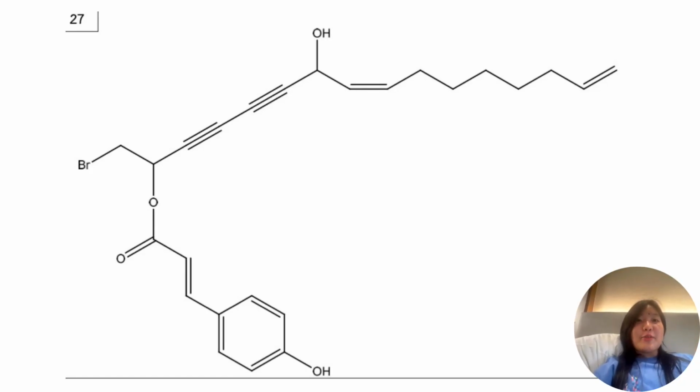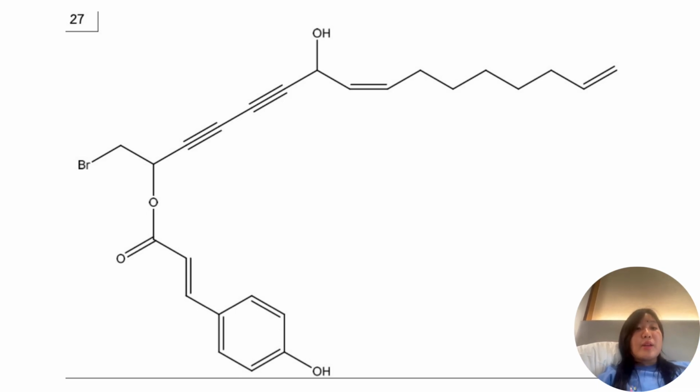Hello everyone, today we are going to analyze the functional groups present in these organic compounds. Functional groups are specific groups of atoms that determine the chemical properties and reactions of organic molecules. By identifying these groups, we can predict how the compounds behave in different chemical reactions.